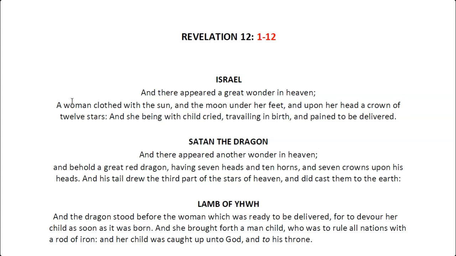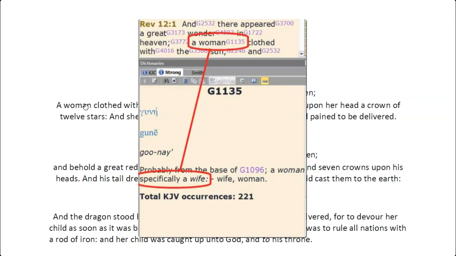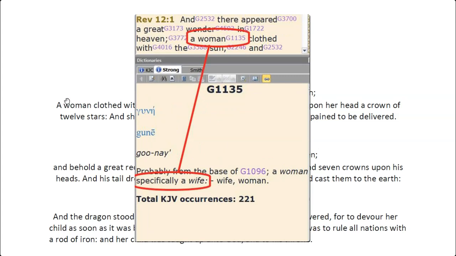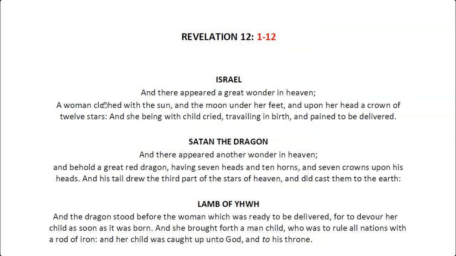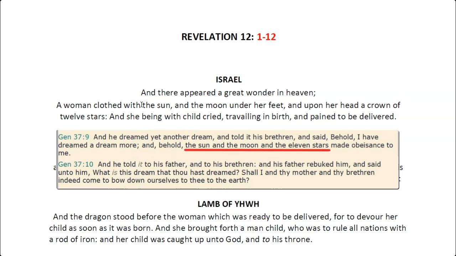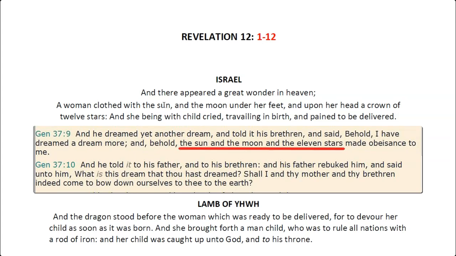So, first thing we can notice in the Greek is the woman is a wife. It's more specifically interpreted as a wife. So this is a bride. And when we look in Genesis, chapter 37, we see Joseph's dream, where he says the sun, the moon, and the 12 stars, or the 11 stars in his dream. And you can see that on the screen right there in front of you.